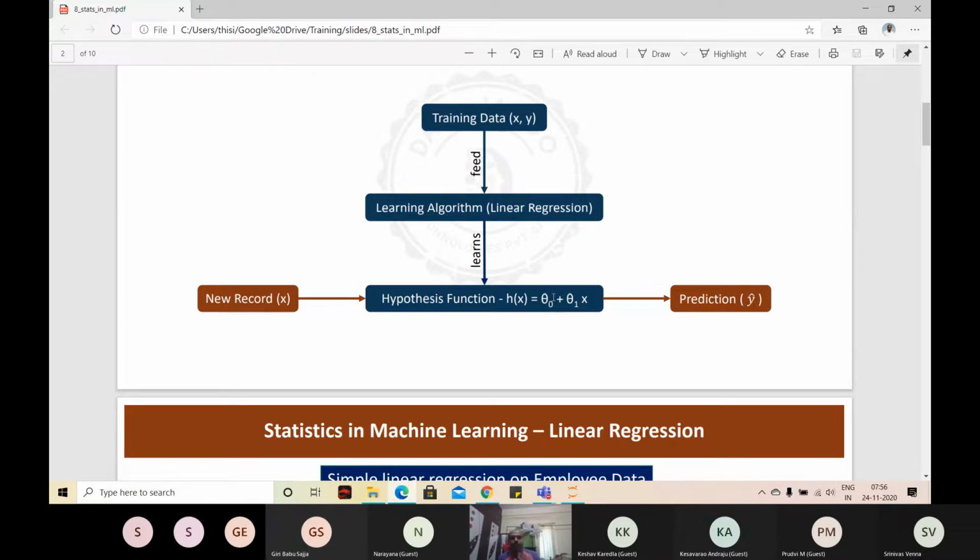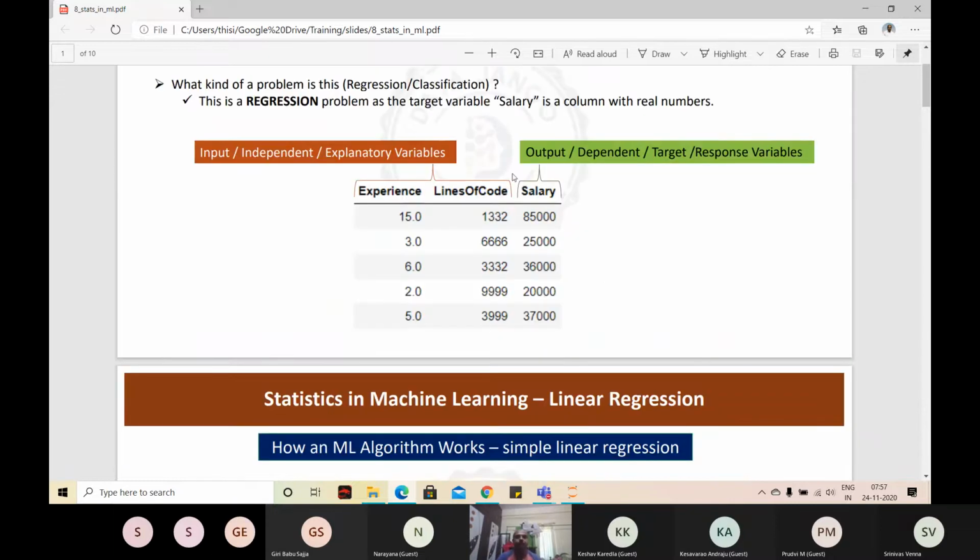Do you agree? In real time, when you have many records, you will not have a perfect coefficient for the input variable to generate the output variable, right? How are you generating this equation? By using the trained data, already existing historical data, like a human being. What does a human being do?